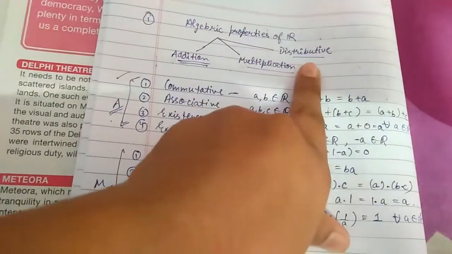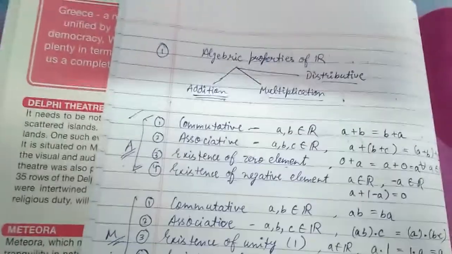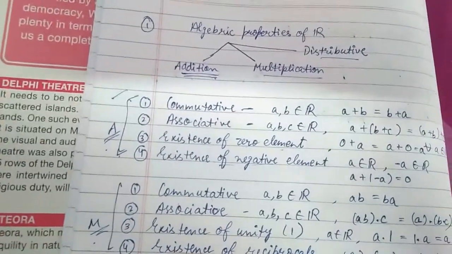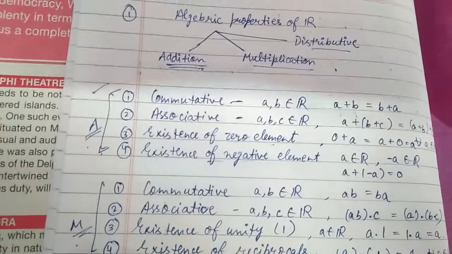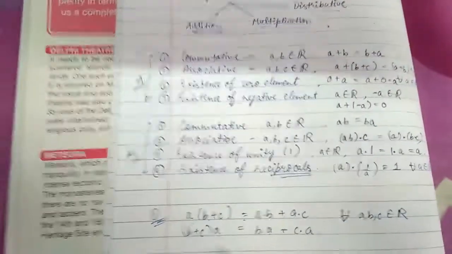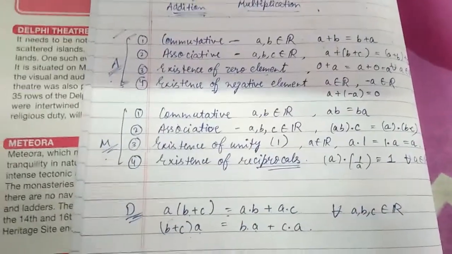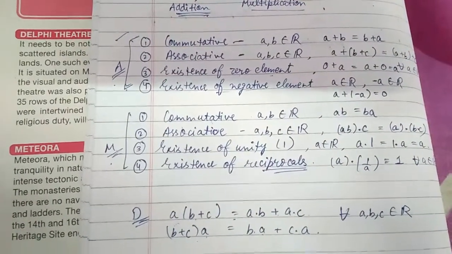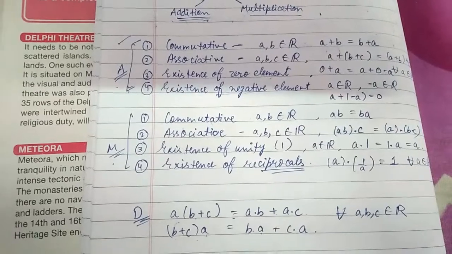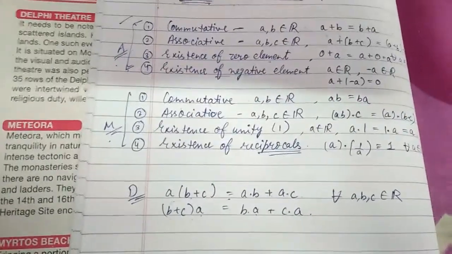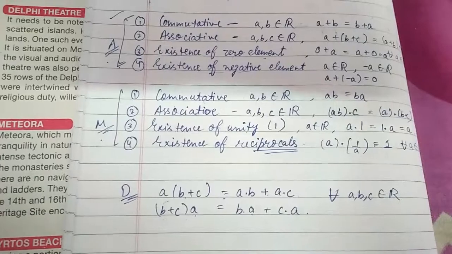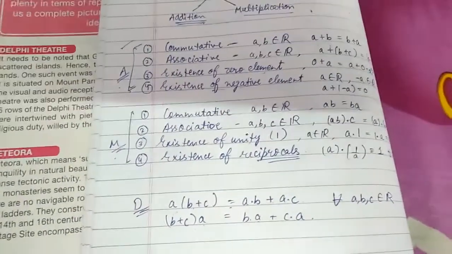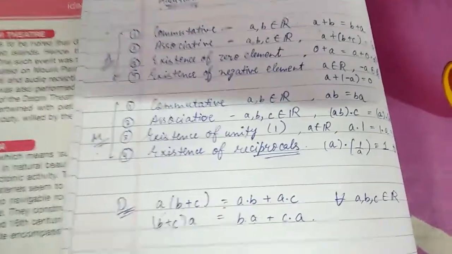Now let's talk about the third one, that is distributive. The distributive property is nothing but the combination of the additive and multiplicative properties. The distributive property is: a into (b plus c) is equal to a dot b plus a dot c. Similarly, (b plus c) dot a is equal to ba plus ca, for all a, b, c belonging to R. So these were our algebraic properties.